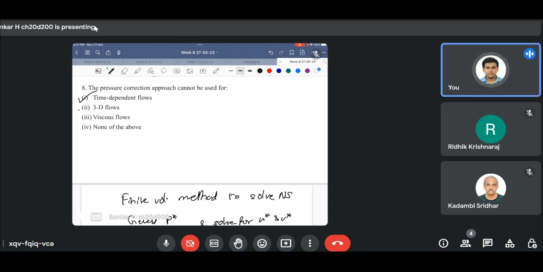Therefore, we can use this for 3D flows as well. We can use this for viscous flows as well. So the correct answer is none of the above. We can find out how the variation of the diffusion term or the viscous term in that flow can be incorporated here. Similarly, we can have a three-dimensional flow and an unsteady flow while solving for the pressure correction method.